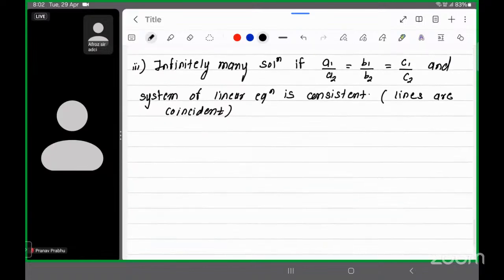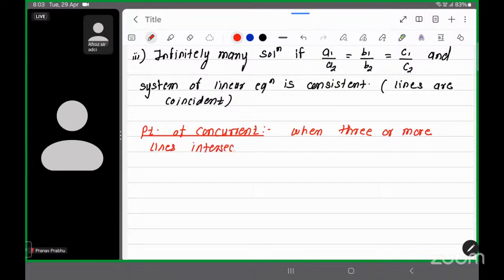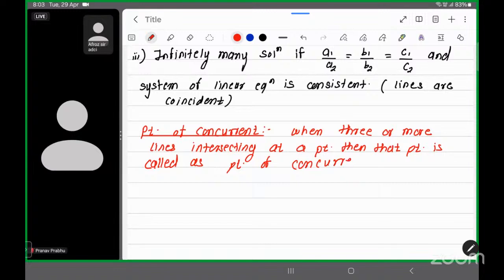One more thing, point of concurrence. When three or more lines are intersecting at a point, then that point is called the point of concurrence.